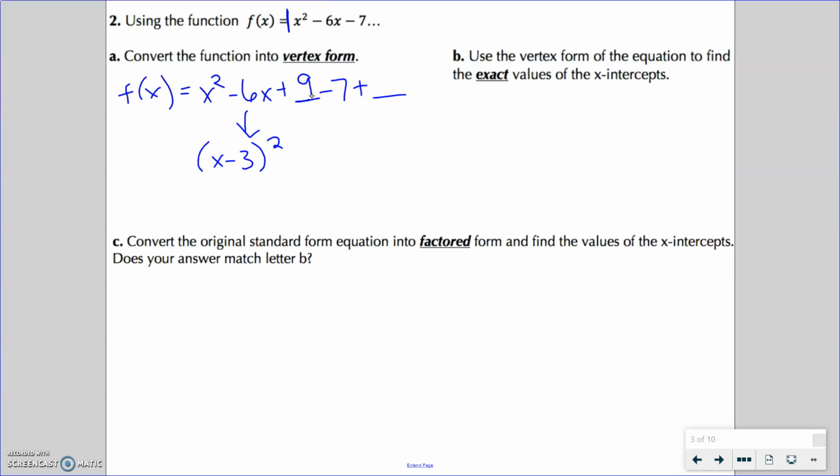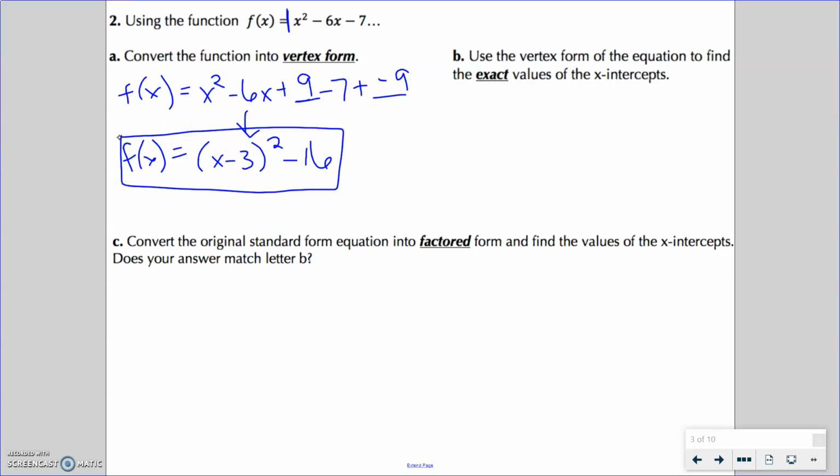But remember, we can't just add 9 to an equation because we feel like it. We can add 0. So if I added 9 right there, I need to add -9 right here. So this is going to turn into -16. So here's my vertex form equation.